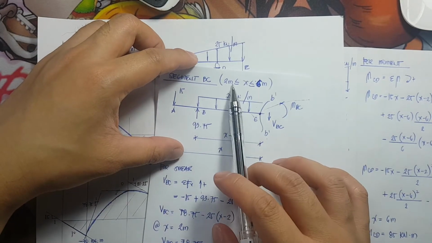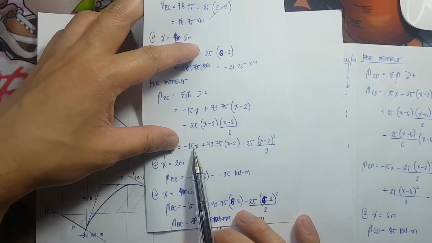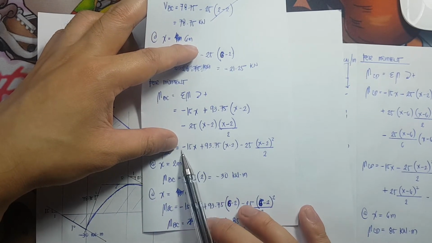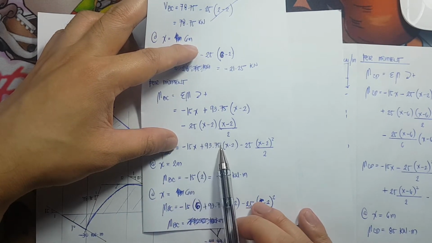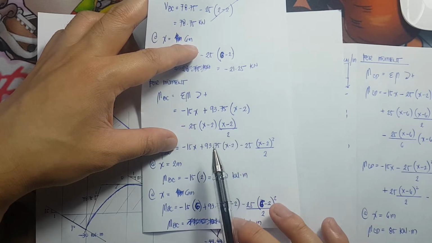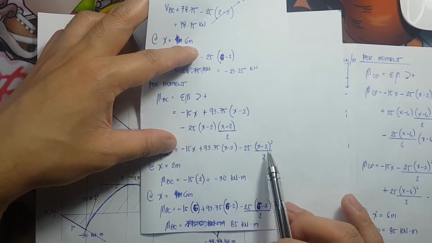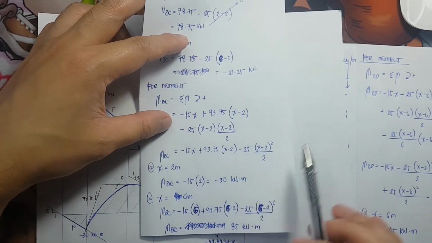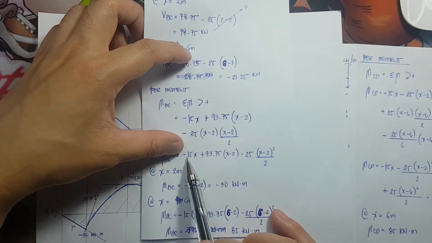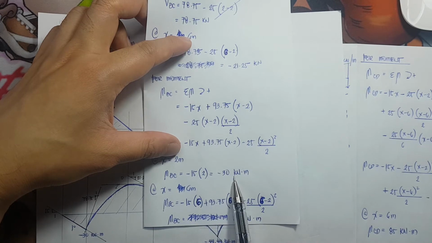At x equals 2 meters, my moment is negative 15 times 2 plus 93.75 times (2 minus 2). Therefore, it will cancel out because 2 minus 2 is 0. This term will also cancel out because 2 minus 2 is 0. So it is negative 15 times 2, that is negative 30.